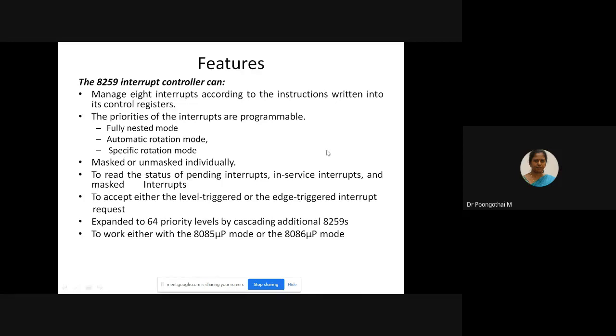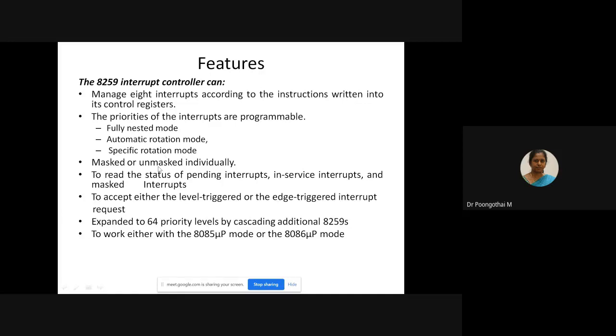So here the features are: 8259 manages 8 interrupts according to the instruction written into its control registers, and priorities of the interrupts are programmable. Different operating modes which decide the priority are automatic rotation mode, fully nested mode, and specific rotation mode. I will explain the modes of operation in the following lectures.